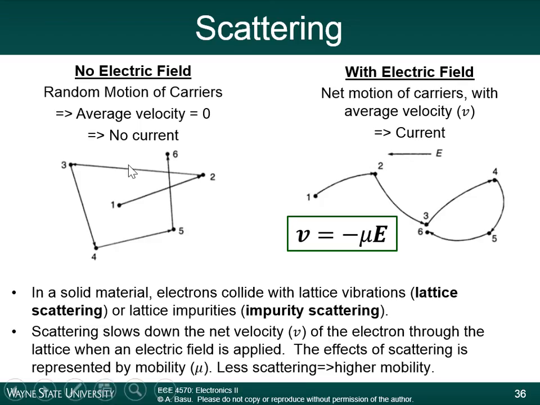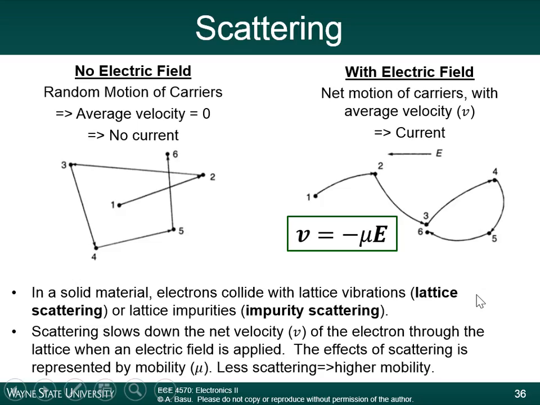Random motion of carriers, average velocity is zero. If the average velocity is zero, then obviously you get no current. With an electric field, you still get these collisions. However, the net movement is that you have a net velocity, and the velocity is in the opposite direction of the electric field. So imagine the electron starts off at point one.